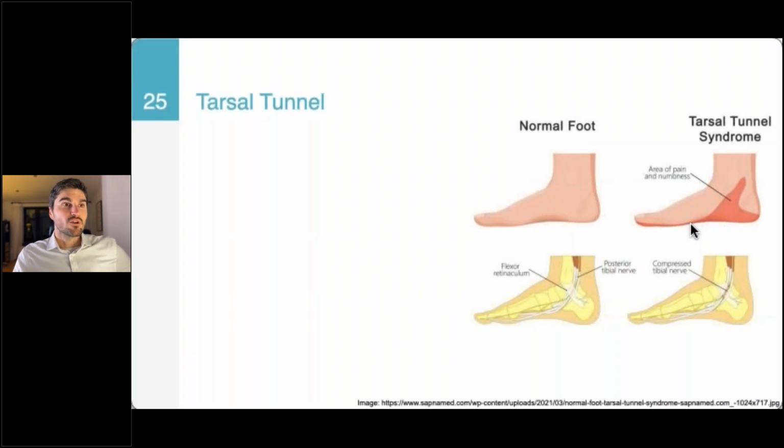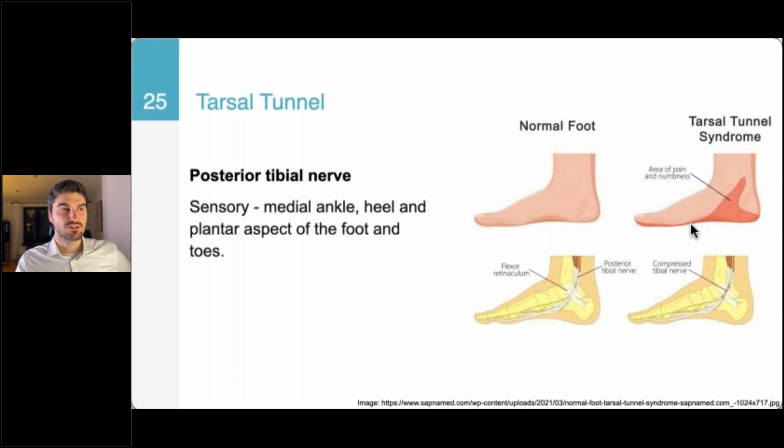Now, I've kept you waiting too long, and I appreciate we've all got lives and we've all got busy days. So tarsal tunnel syndrome is the last one. It's pretty rare. It's worth knowing, but actually in terms of common nerve entrapments, it's a pretty rare one.